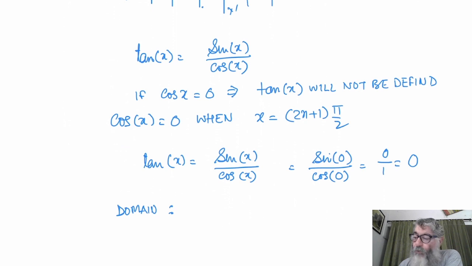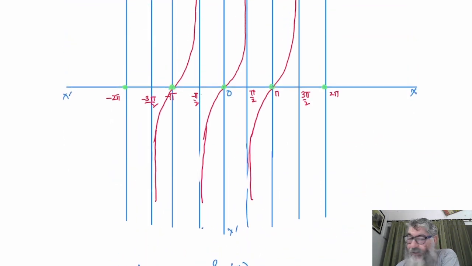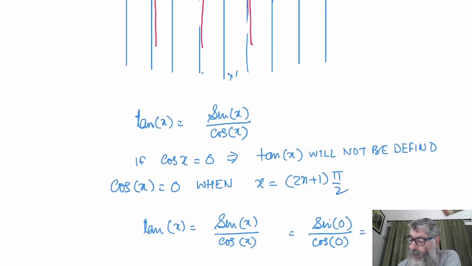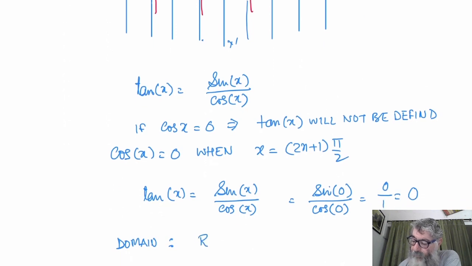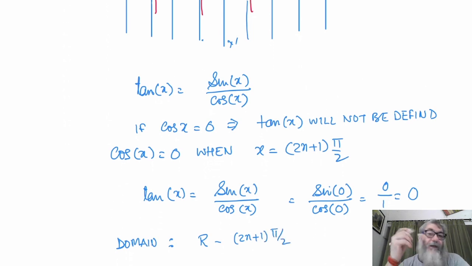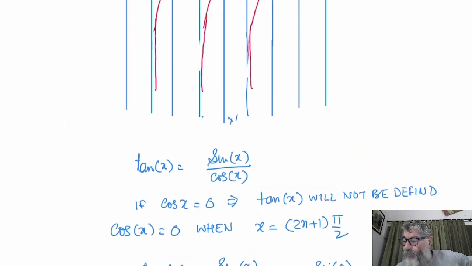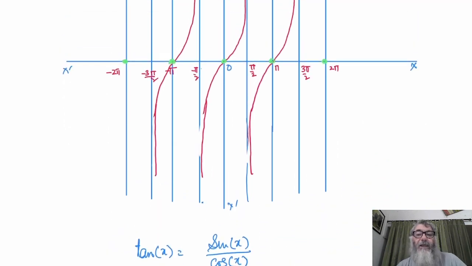It is defined for all values except where it is not touching. Where it is not touching, it is moving toward those points at the odd multiples of pi by 2. So it will be R minus (2n plus 1) pi by 2. You subtract those from the set of real numbers. You take out those numbers which are odd multiples of pi by 2, because at odd multiples of pi by 2 it is going to approach that line, but it is not going to touch that line.